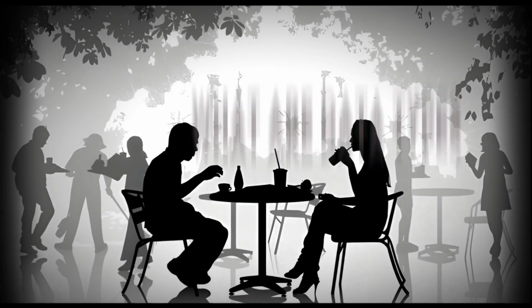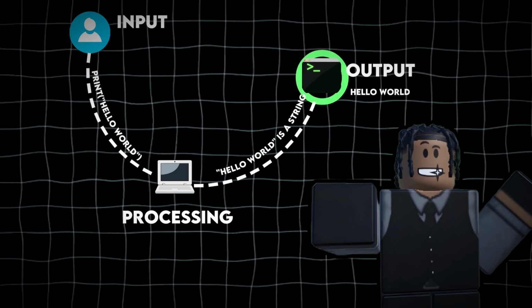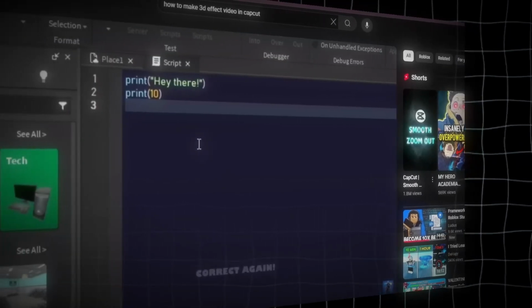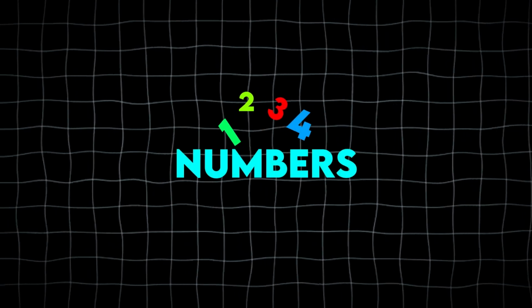What are data types? It's a label that tells the computer what kind of information a piece of data represents. We did this earlier when we were assigning strings and integers to a variable. There are 4 main data types: strings, numbers, booleans, and tables.